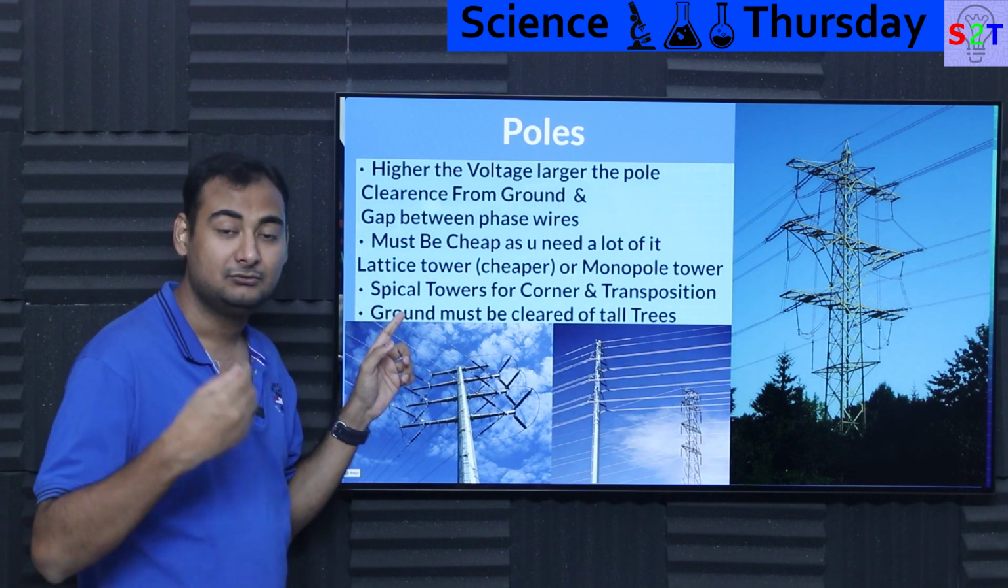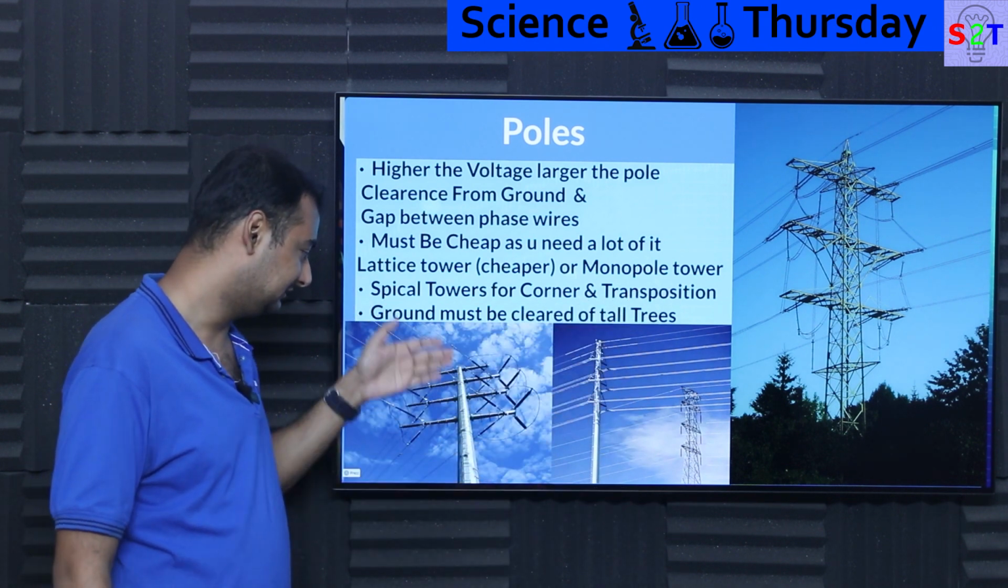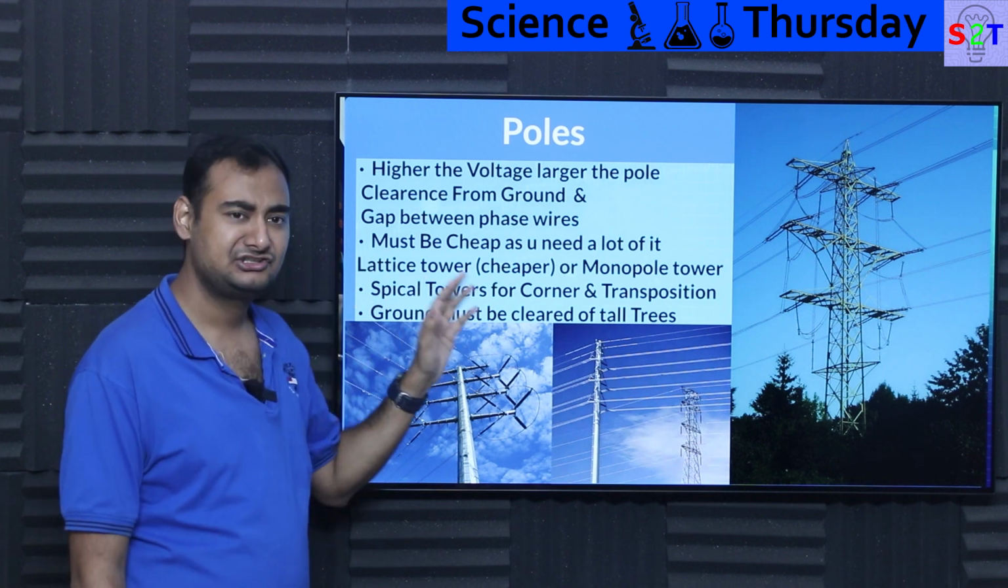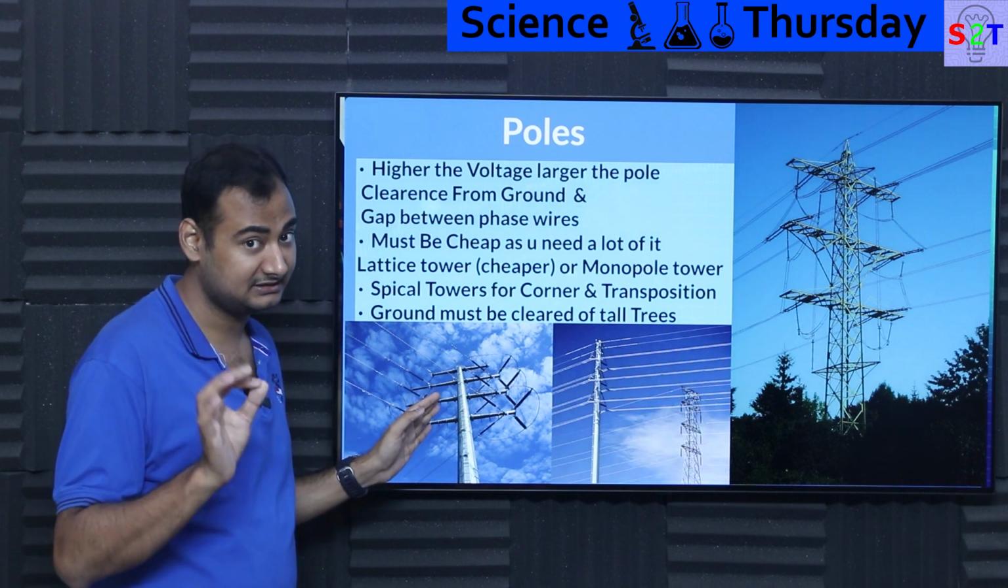Then we come to another aspect. Which pole do you choose? Do you choose lattice type like a normal mobile tower, or do you choose monopole, this sort of modern construction? Lattice towers are cheaper, monopole constructions are far quicker, and they rust less. That is another interesting aspect.